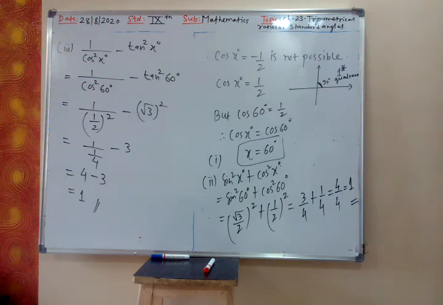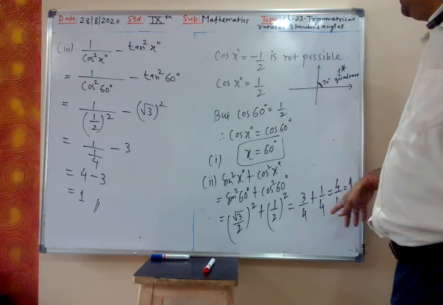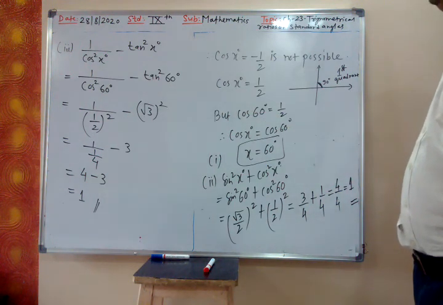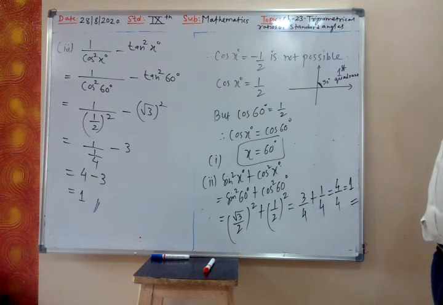This is the answer of second and this is the answer of third: 1 upon cos square x degree minus tan square x degree.